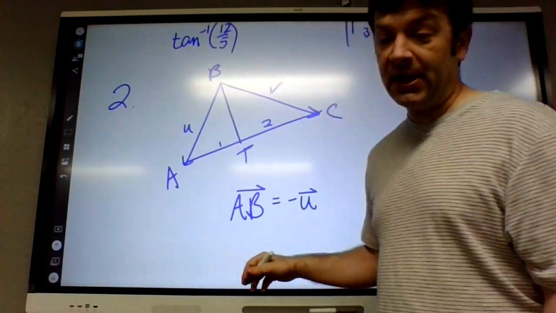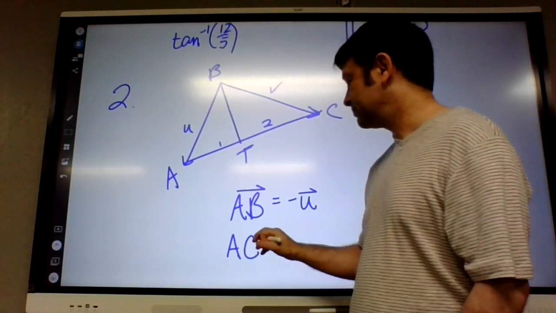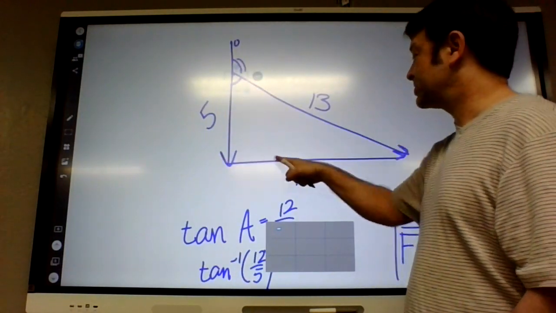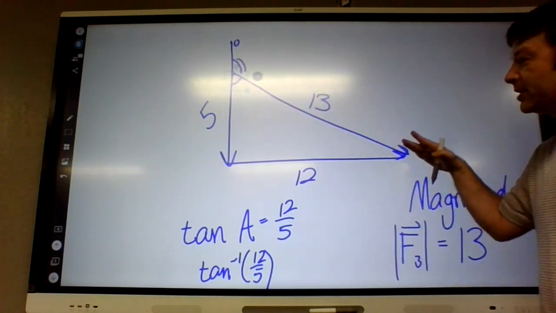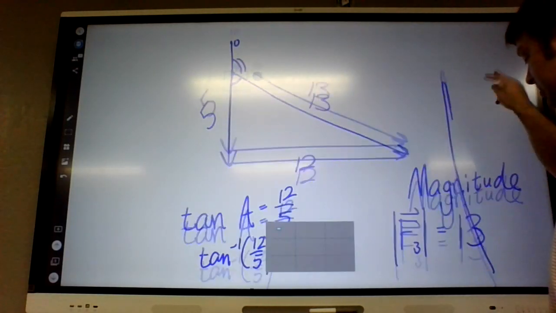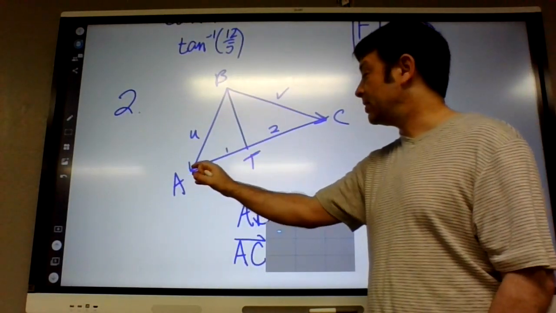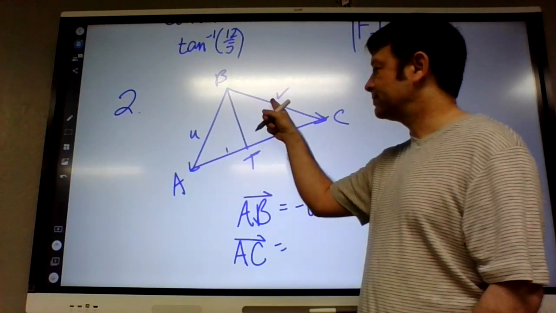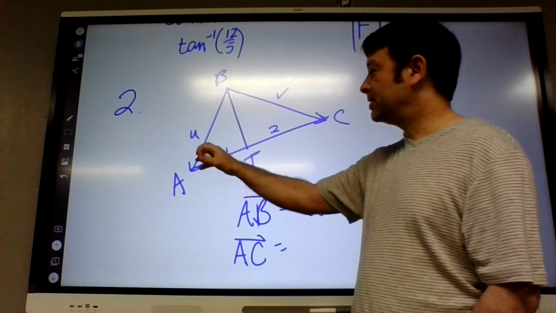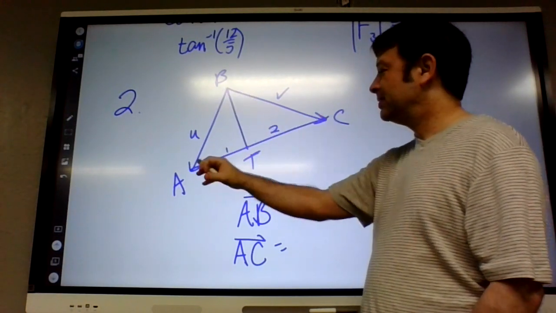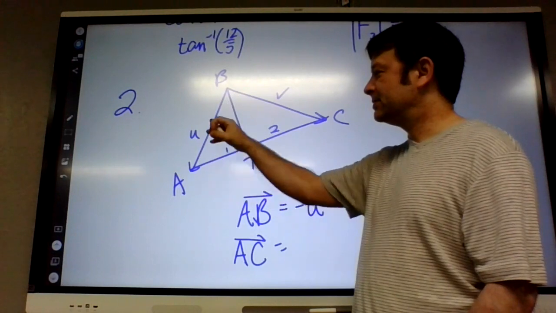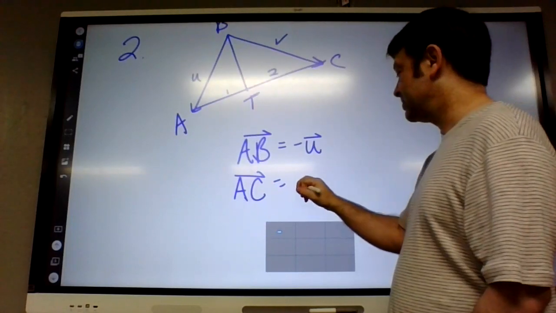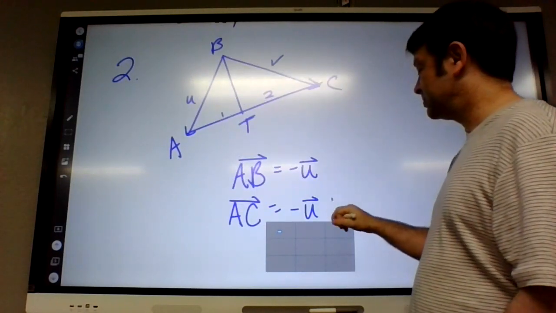Second one, how do I get vector AC? So on this last one, this vector plus this vector just gives you this vector, right? How do I get from here to here using these two vectors? There you go, here, and then here. How do we do this? Negative u. And how do we do this? Plus v.